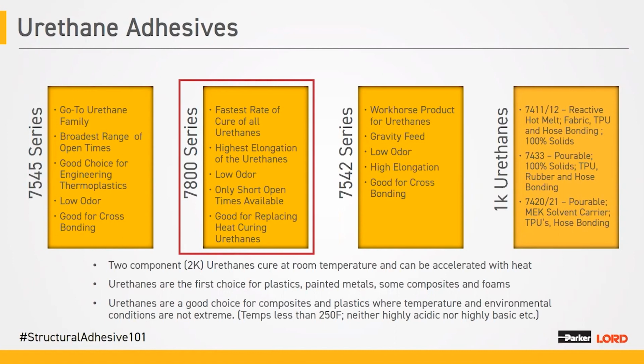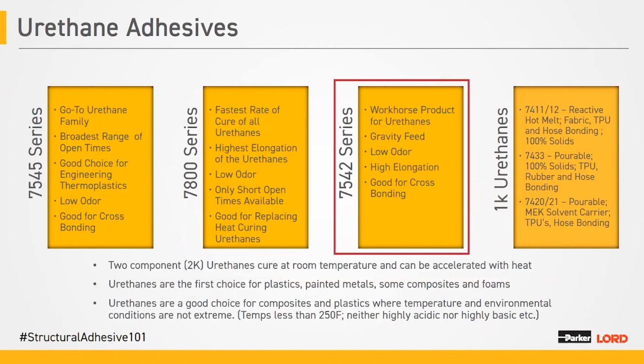It's very similar to an acrylic in how fast it cures. It has one of the highest elongations as well. However, it has fewer members in that family, so less selection in terms of open times, but it's certainly good for replacing heat curing urethanes that might be out there on the marketplace, such as where you might have heated tooling. The 7542, this is a workhorse product in our urethane family.